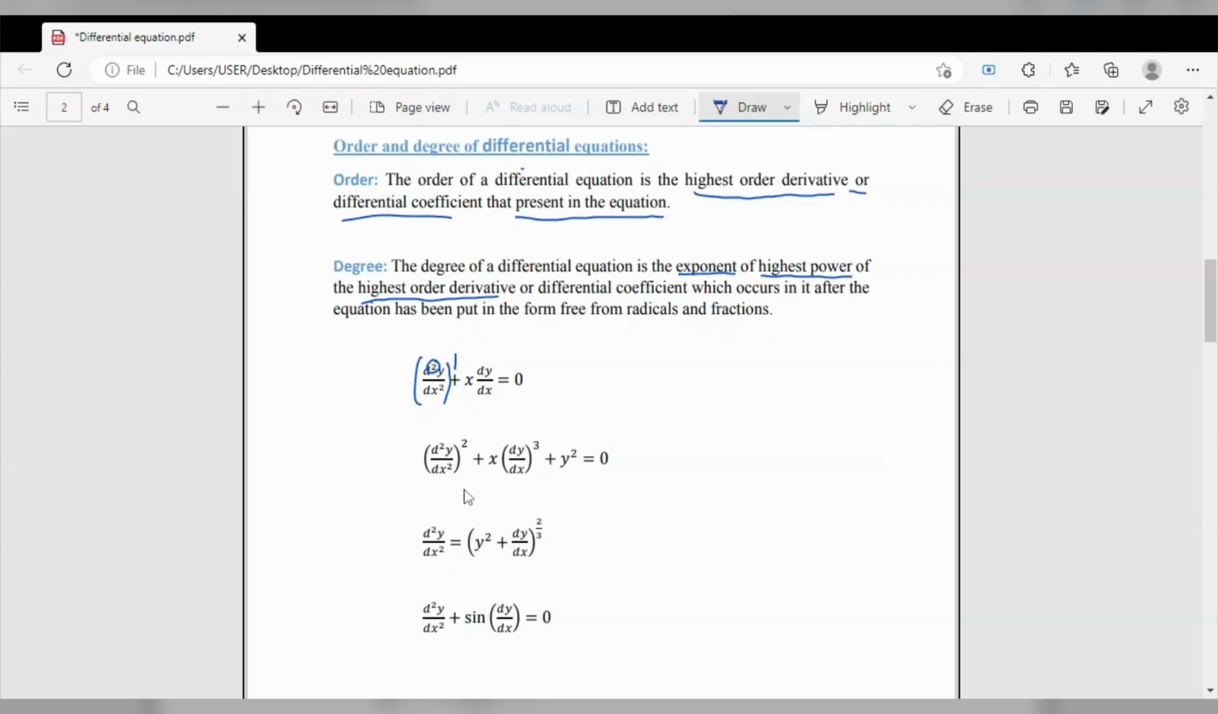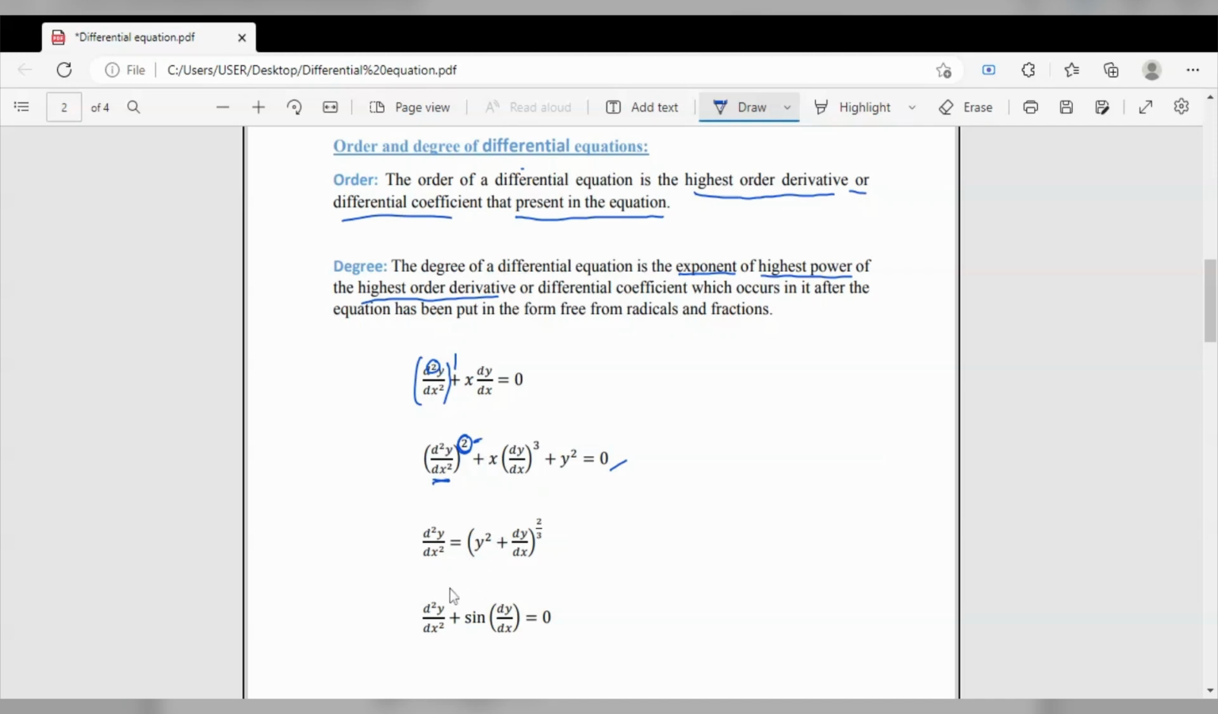Now go to the second example: (d2y by dx square) whole square plus x into (dy by dx) whole cube plus y square equal to 0. In this differential equation, the highest order derivative is d2y by dx square. So the order of the differential equation is 2 and its exponent is 2, so the degree of the differential equation is 2 also.